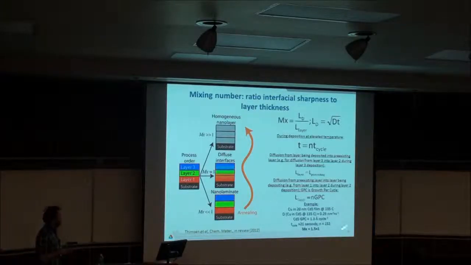Here is an example which shows that in an investigation of copper diffusion into cadmium sulfide, our mixing number would be 1.5. This mixing number basically means that when it is much less than 1, we have a nanolaminate, which is the case for metal oxides. We have sharp interfaces. When it is close to 1, we have diffused interfaces, and when it is much larger than 1, we basically have completely homogeneous mixed layers, which you can also get by annealing nanolaminates at high temperatures. There are several routes.